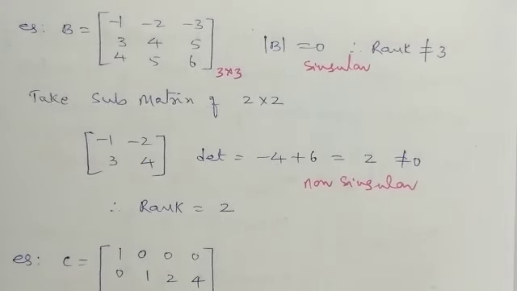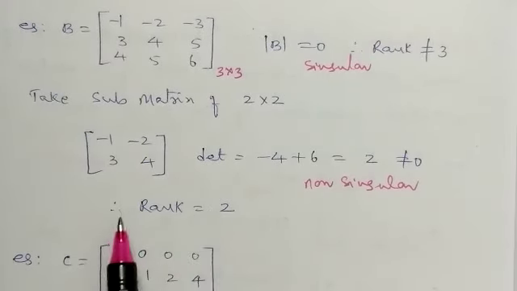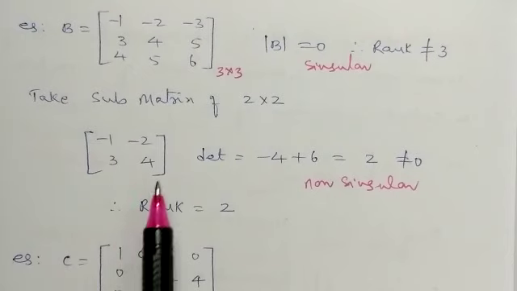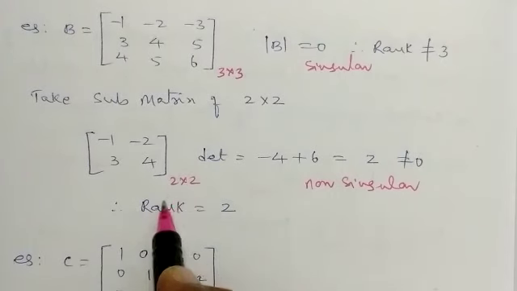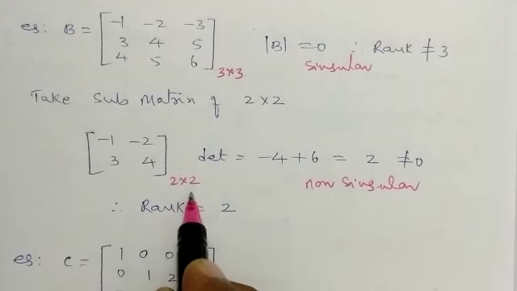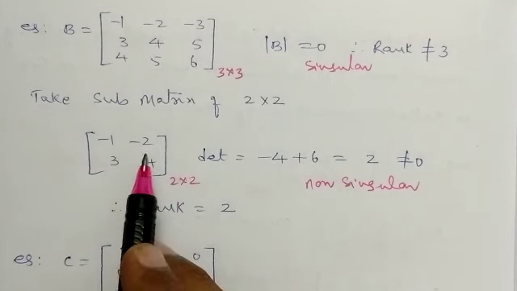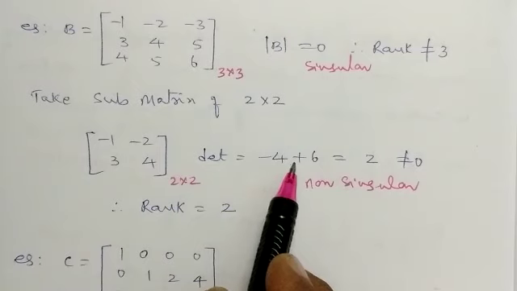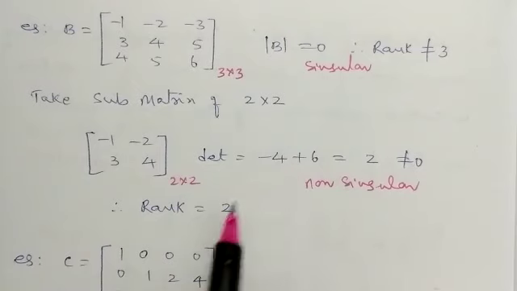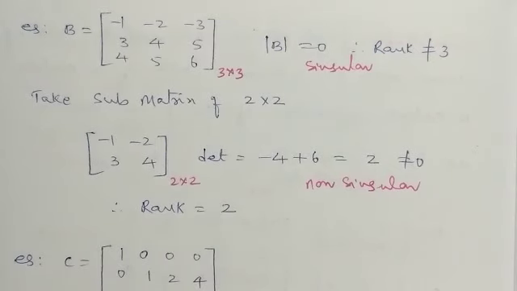According to the definition of rank, the highest order square submatrix which is non-singular, that highest order is called the rank. So rank is equal to 2. The rank of this matrix is equal to 2.